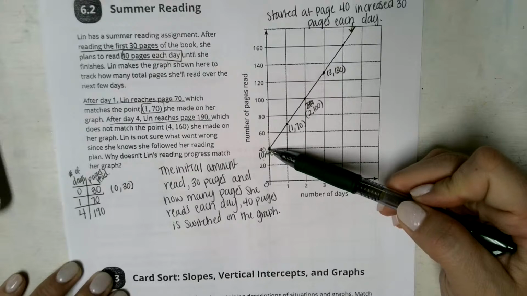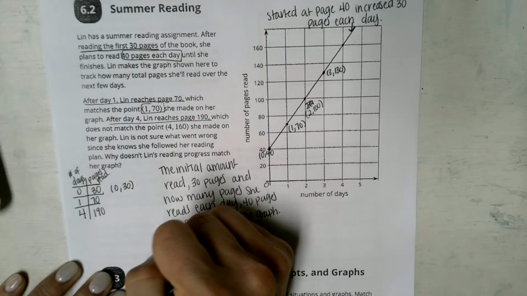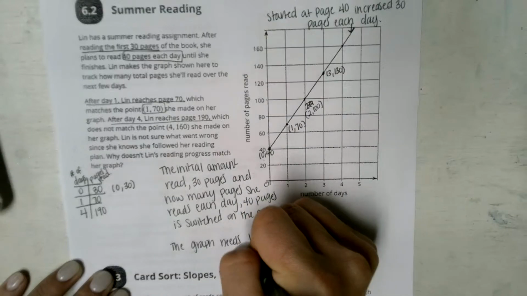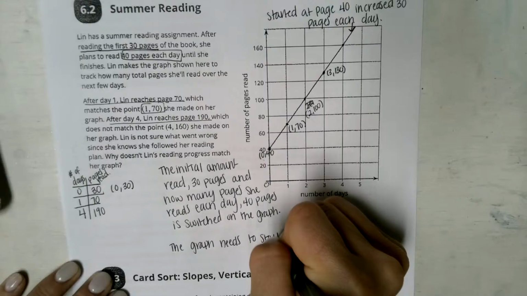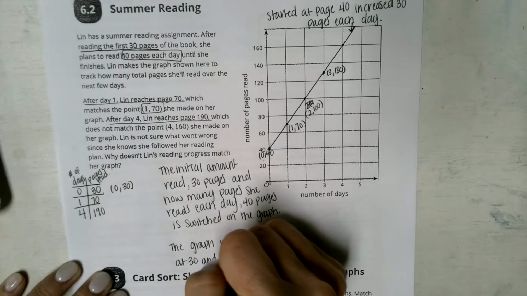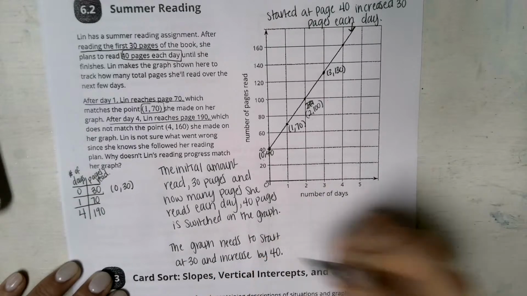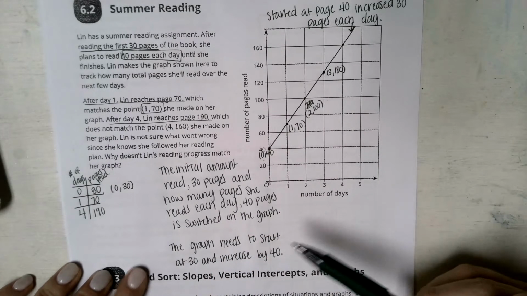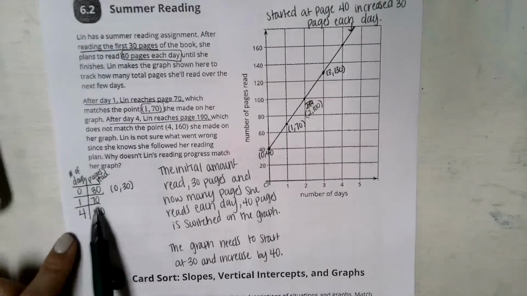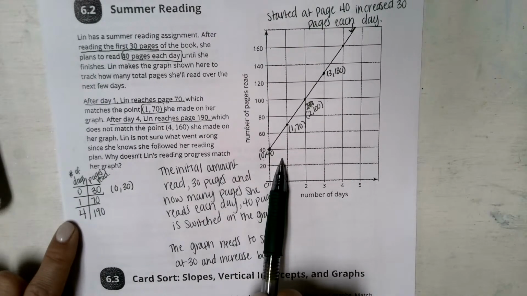So we just said that this line starts at 40 and increases by 30. It needs to start at 30 and increase by 40. So we are going to show a graph that actually does this. And we have that information right here. So we're just going to take this information from our table and plot it on this graph correctly now.